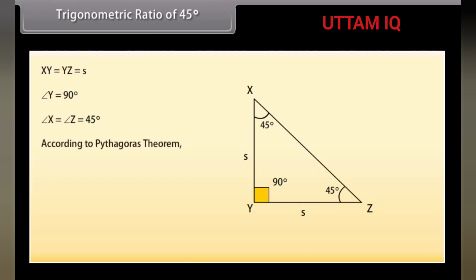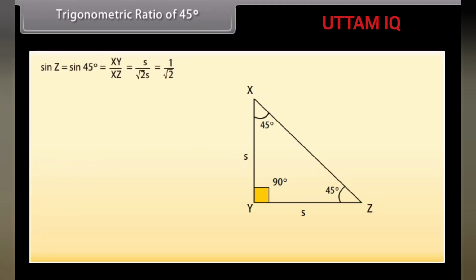According to Pythagoras' theorem, XY square plus YZ square is equal to XZ square. By substituting the values, we get s square plus s square is equal to XZ square. XZ square is equal to 2s square, which means XZ is equal to square root 2 s.